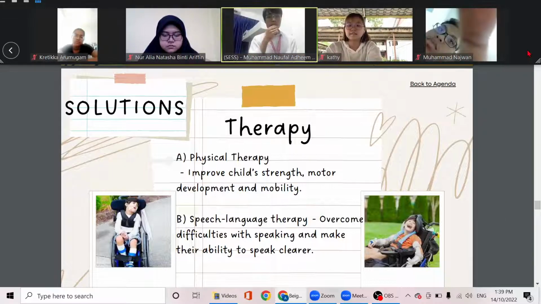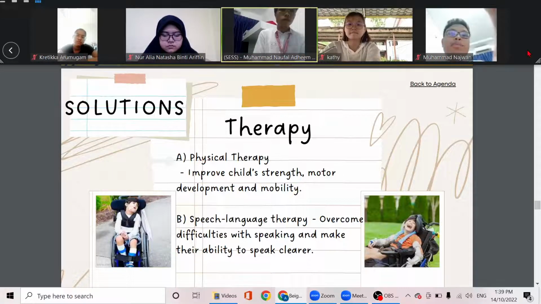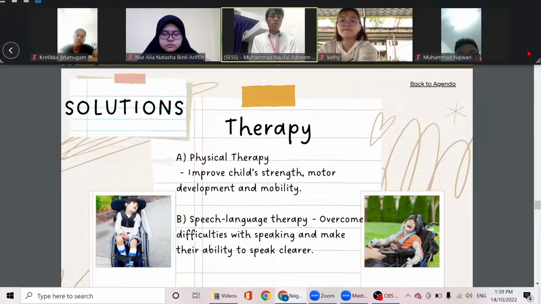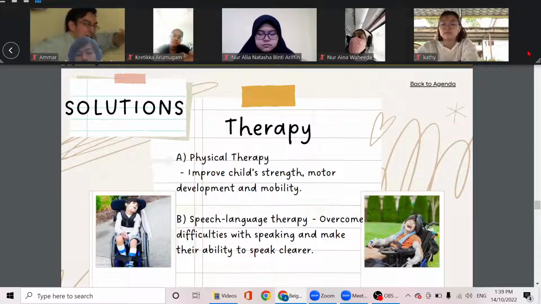The first solution is therapy. An example of this is physical therapy. Physical therapy can improve the child's strength, motor development, and mobility. So basically, it will help the child with cerebral palsy move a lot better, because those with cerebral palsy, as you probably know, have issues with their motor functions.